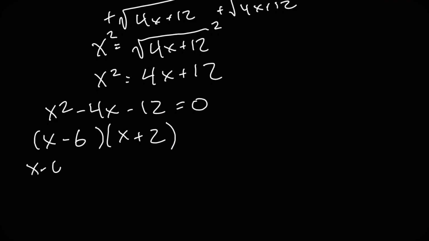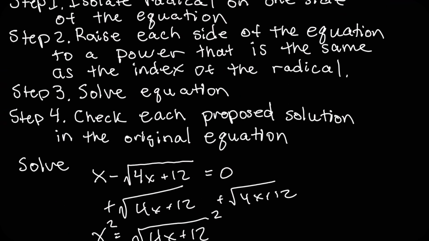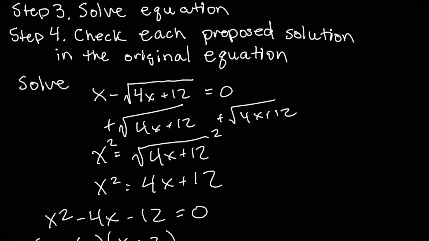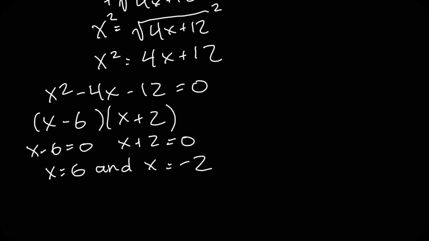So x minus 6 is equal to 0, and x plus 2 is equal to 0, or x equals 6, and x is equal to negative 2. Now, our last step is to check each proposed solution back in our original equation to see if it actually makes any sense. So let's go ahead and try this 6 and this negative 2.